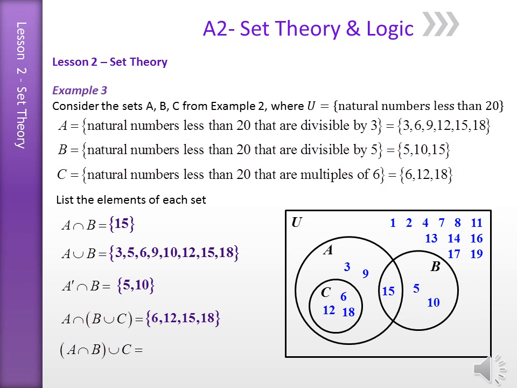We will discover that if we move the brackets to the first two sets instead of the last two sets, and we have bracket A intersect B, close bracket, union C, we're going to end up with the exact same 4 elements. Again, just take a moment and see if you can see these relationships.